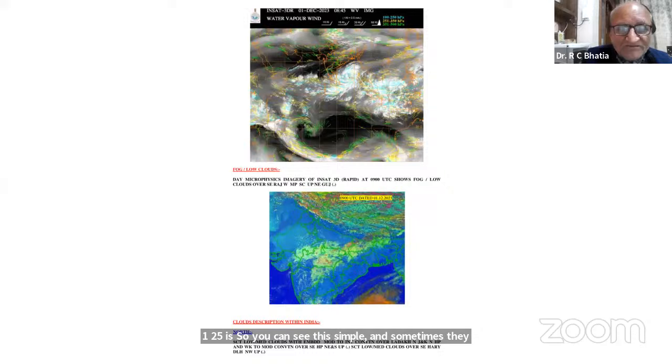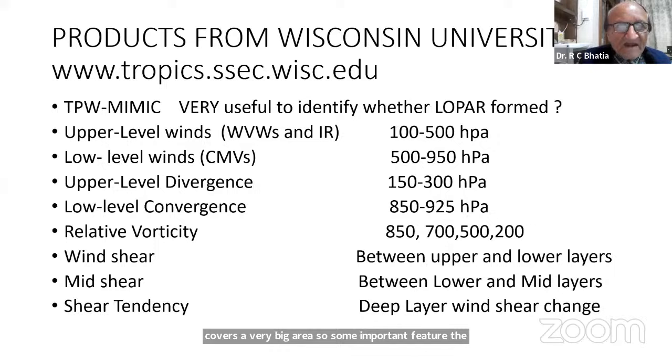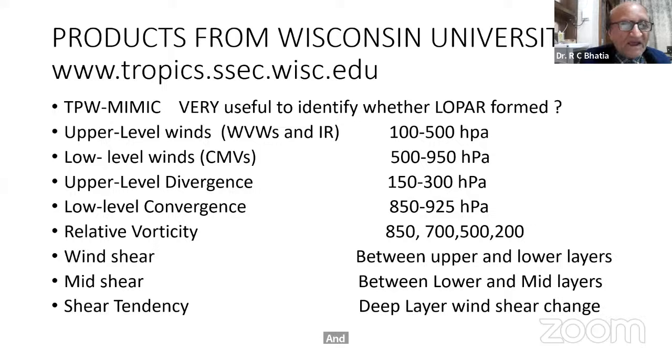They also show a wind product, an RGB product, and also they show a water vapor image and a description of features outside India. As I said, it covers a very big area, so some important features, the systems in other regions, are also covered, which are important.